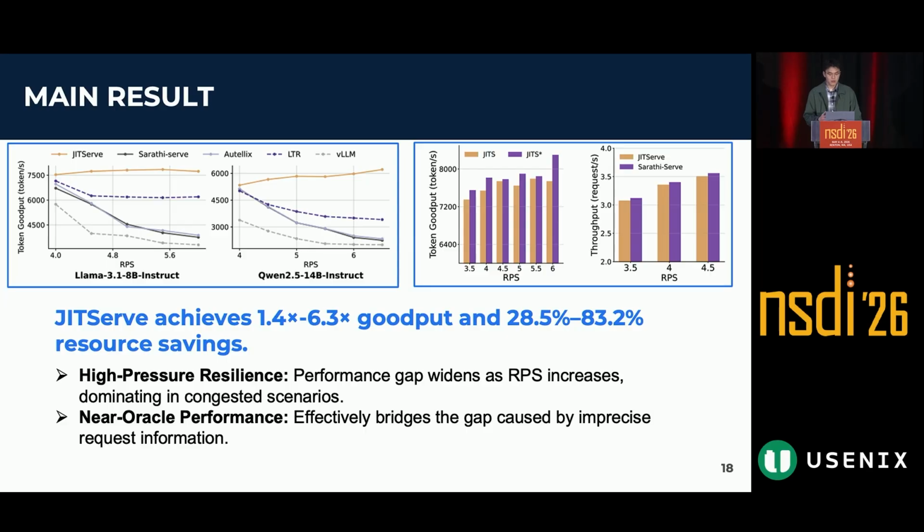And crucially, we benchmark JITServe against an Oracle variant, denoted as JITServe star in the top right figure, that operates with perfect knowledge of all response lengths and execution graphs. JITServe actually achieves performance within 3 to 9% of the oracle, despite relying on imprecise and online refined estimations. So this near-oracle result validates that our uncertainty estimation and scheduling strategies together effectively compensate for the missing information.